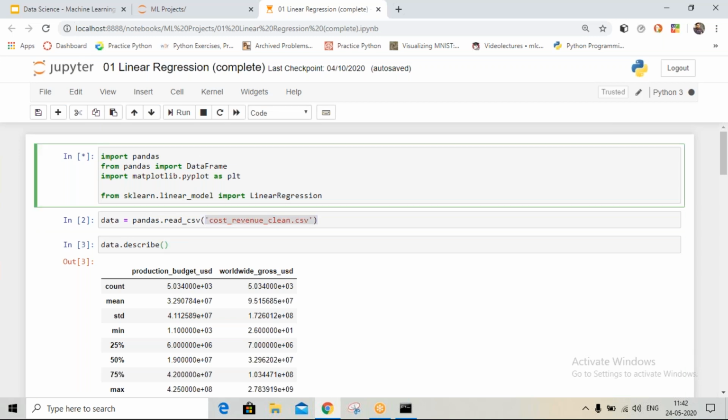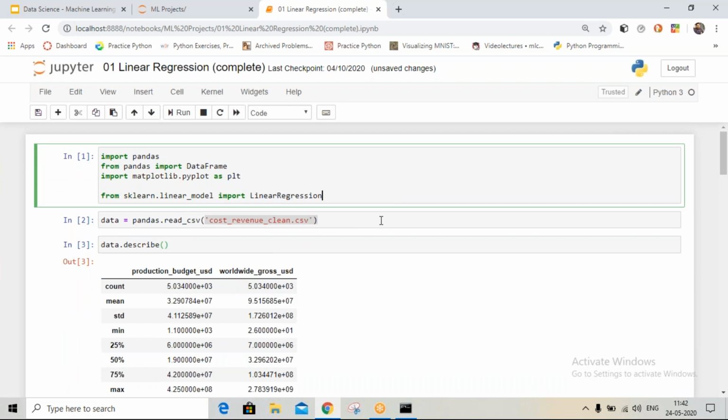First of all, in order to work on this file, I need to import the basic libraries like Pandas, and from Pandas I'm importing DataFrame, and then I'm using matplotlib for the visualization, and from scikit-learn I'm importing linear_model, and from linear_model I'm using LinearRegression, which is one of the regression techniques available to me. So I'm using this technique to solve this particular business problem.